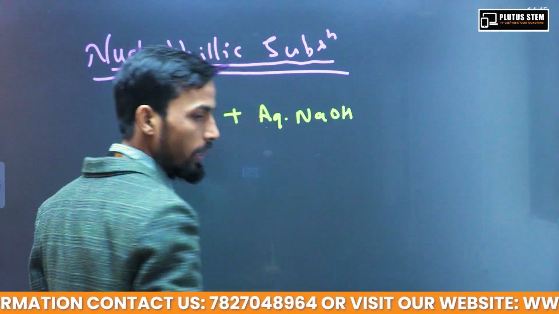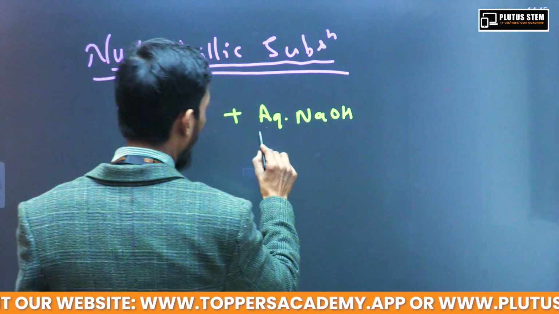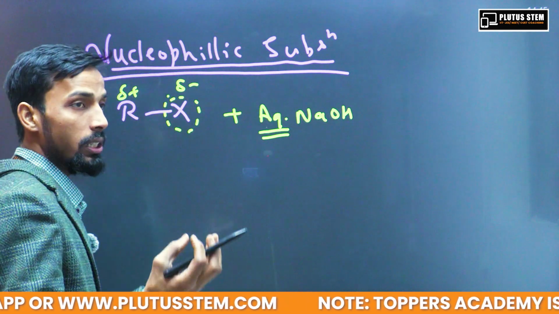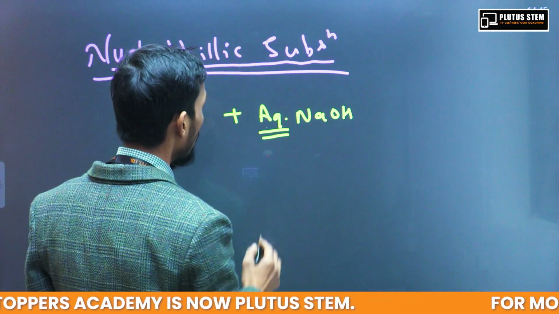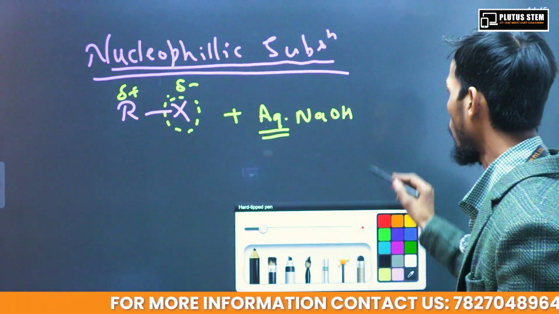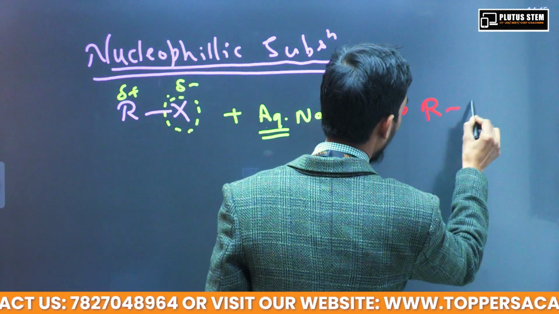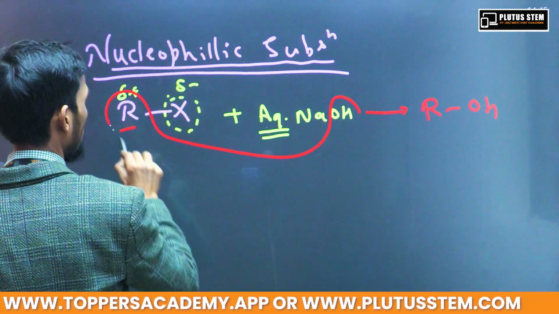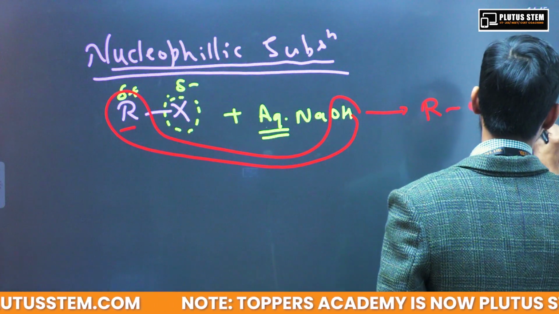If we attack with aqueous NaOH, what is the product? This word aqueous is very important. If you do the reaction with alcoholic KOH, the results are going to be a bit different. So it is very important that we take aqueous NaOH or KOH. So if we have RX plus aqueous NaOH, the product of this reaction will be ROH, and the NaX is going to leave out.